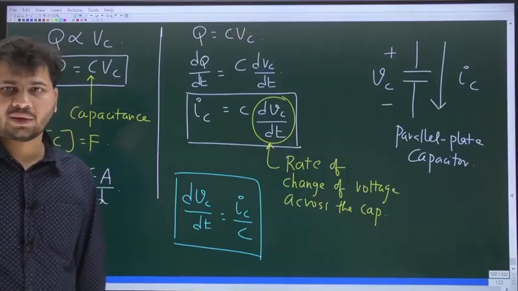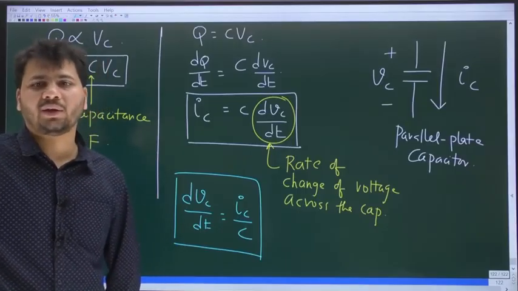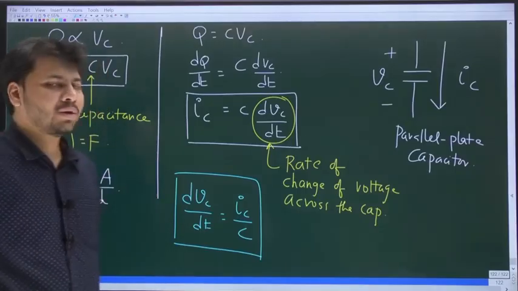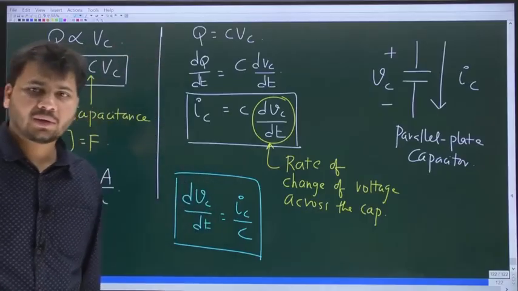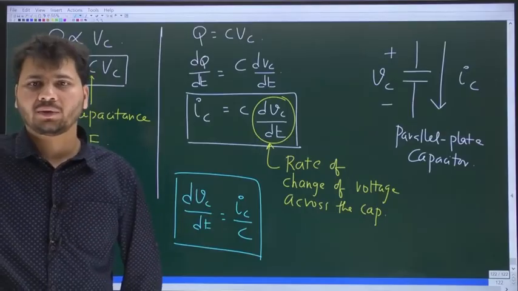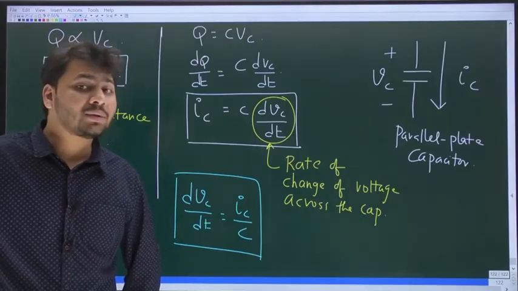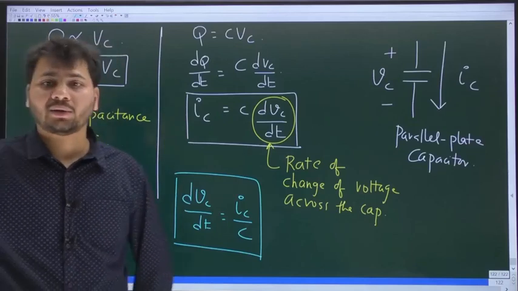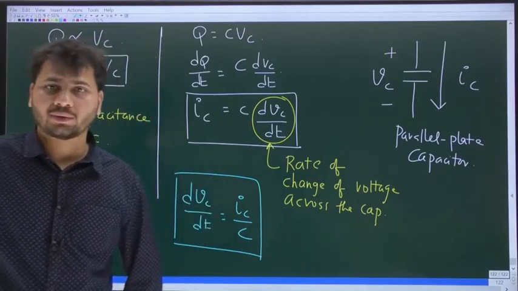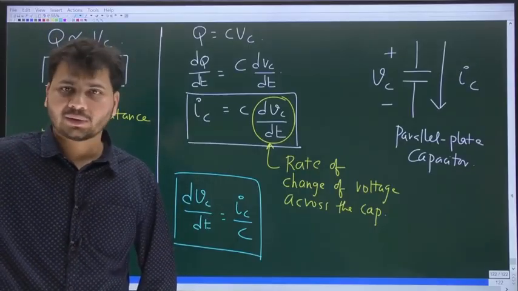So IC equals C dVc by dt, and dVc by dt can be written as IC divided by C. Now this capacitor, is it a linear circuit element or a non-linear circuit element? You know, resistor is a linear circuit element. But voltage source and current source both are non-linear circuit elements. Yes or no? Independent voltage source and also the independent current source both are non-linear circuit elements.